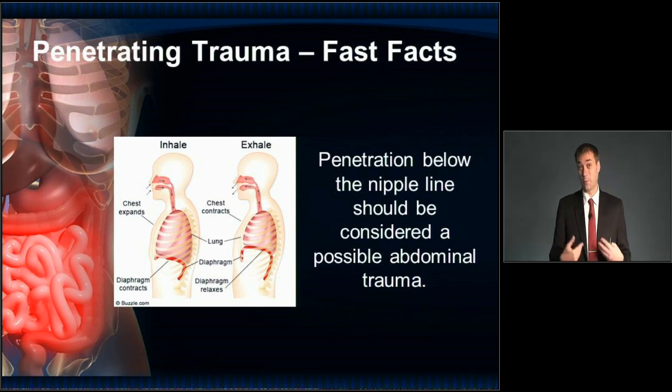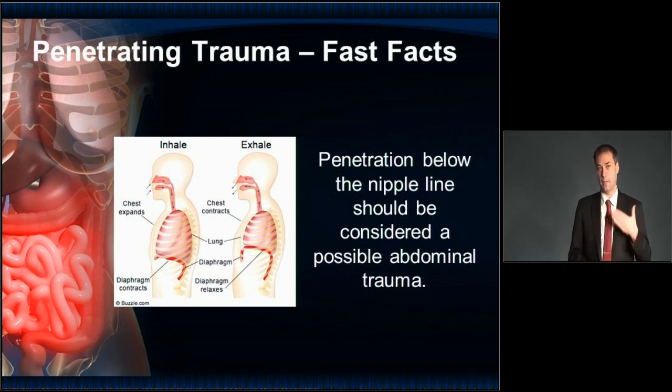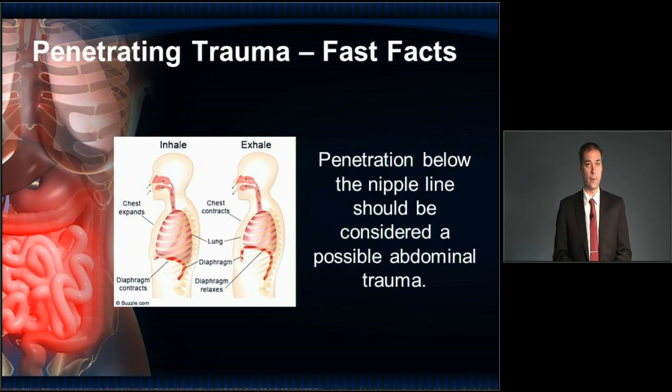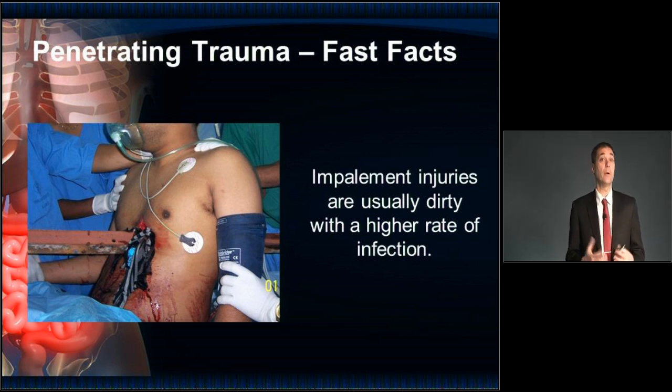So stab wounds or gunshot wounds to that middle area should be worked up as both abdominal and chest trauma, because of the way the diaphragm changes that area during inhalation and exhalation. Impalement injuries, I think this is an obvious statement, but I'll make it all the same, carry a much higher rate of infection, because of course the bacteria with the impaling object can lead to infections deep in the chest and deep.